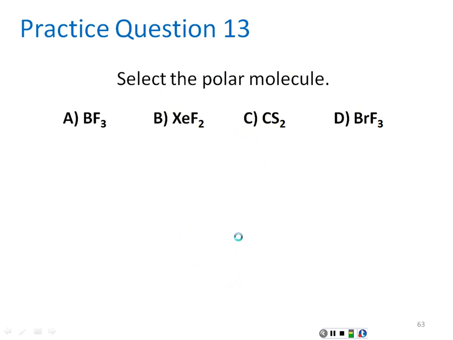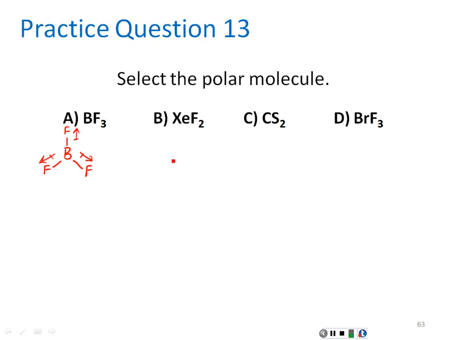All right, final practice question for the lecture. Select the polar molecule. All right, let's draw some Lewis structures. BF3 we've seen many times before. Its molecular geometry is trigonal planar. These are all polar bonds, but this is a symmetric molecule. All 3 of the bonds are in the same plane, so they cancel each other out.